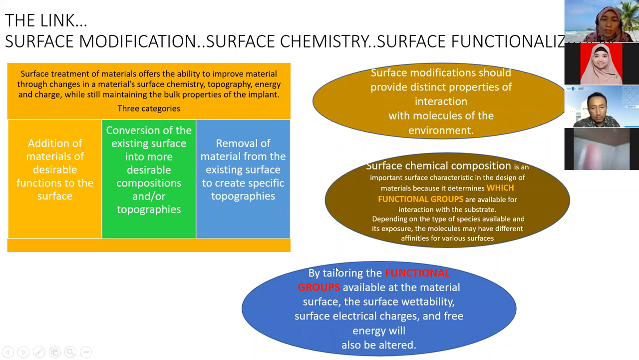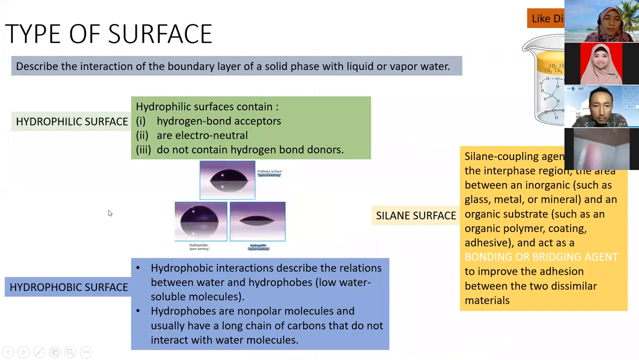So by tailoring the functional groups available at the material surface, the surface permeability, surface electrical charges, and free energy will also be altered. So you have to know what we call the types of surface. We have hydrophilic surface and hydrophobic surface. Nowadays, we have superhydrophobic surface based on this. When we talk about hydrophilic and hydrophobic surfaces, you have to know the types of surface because of what we discussed just now.